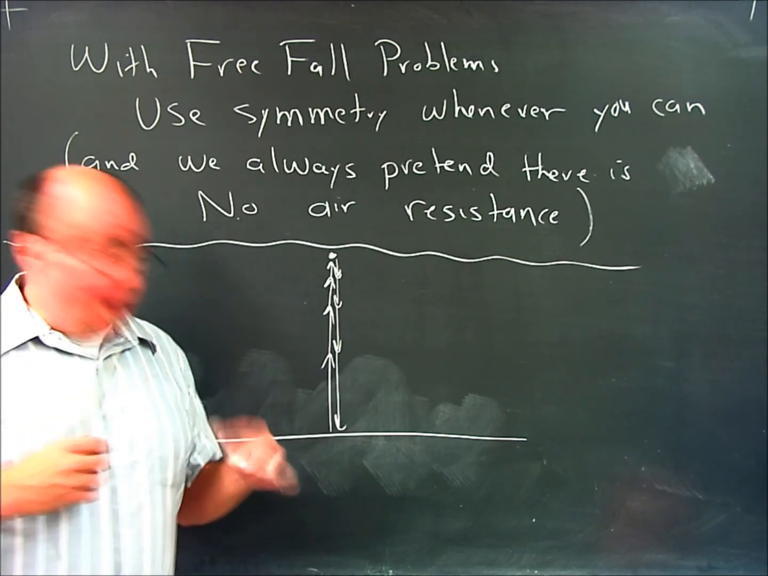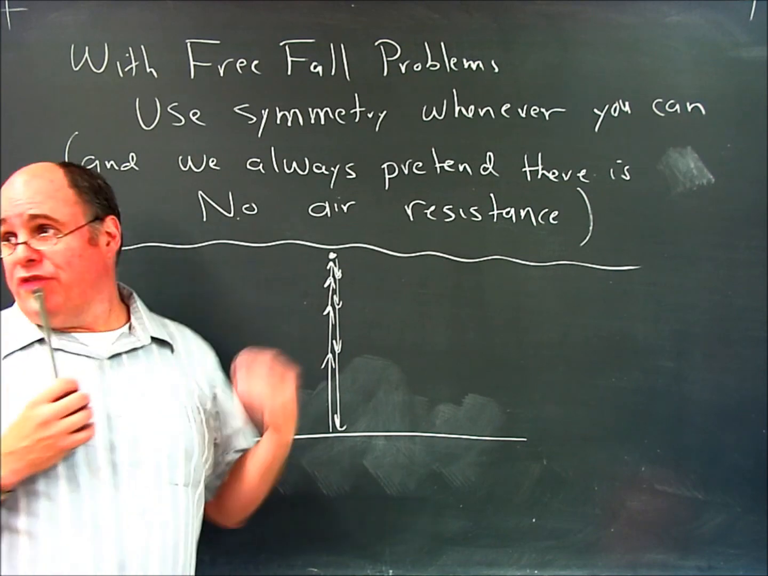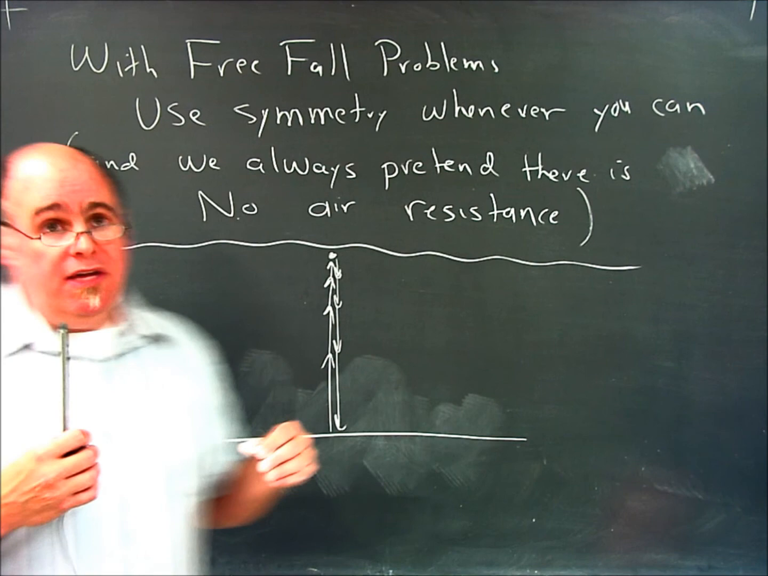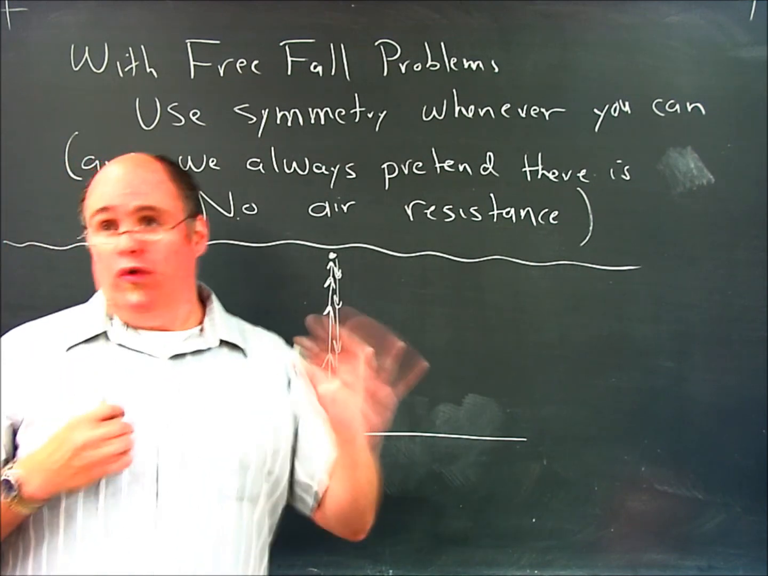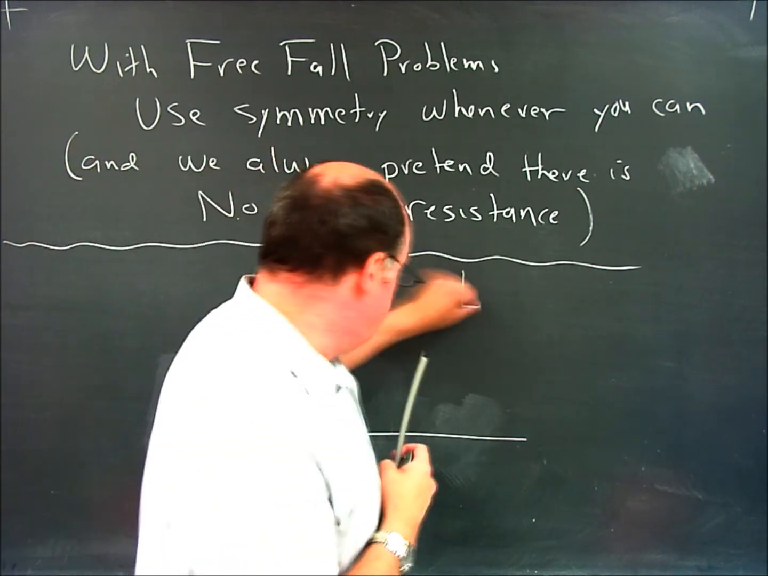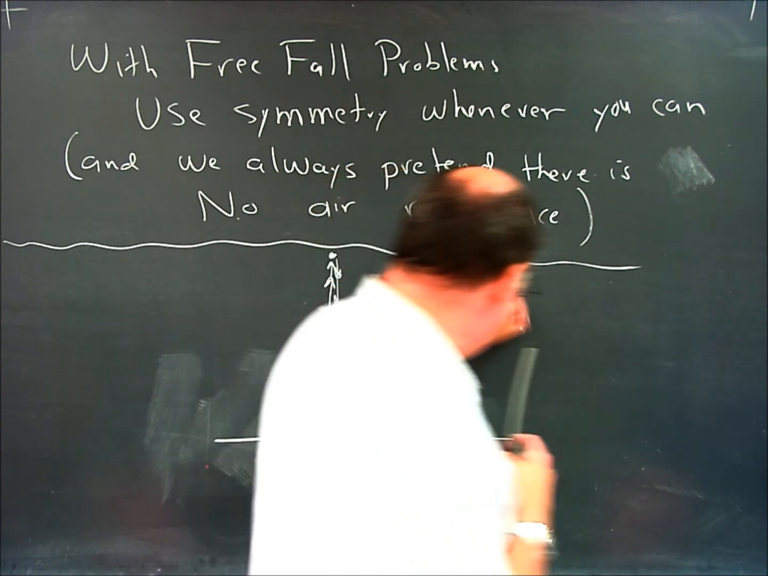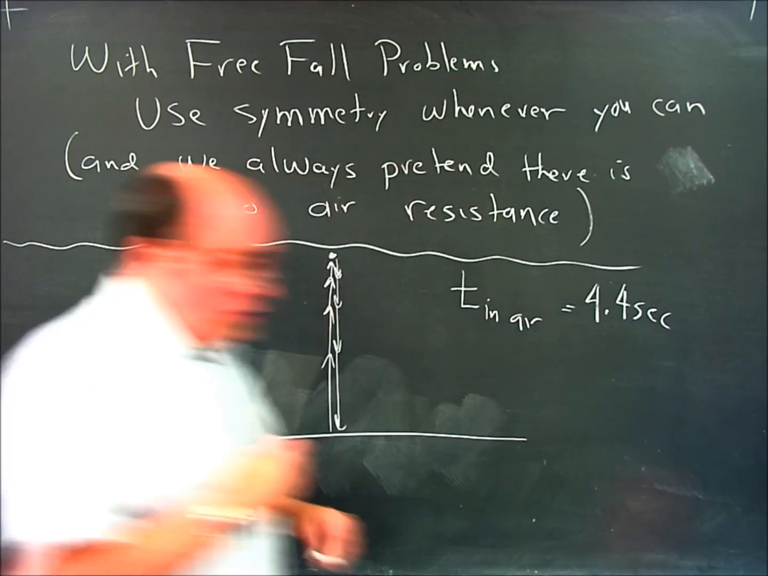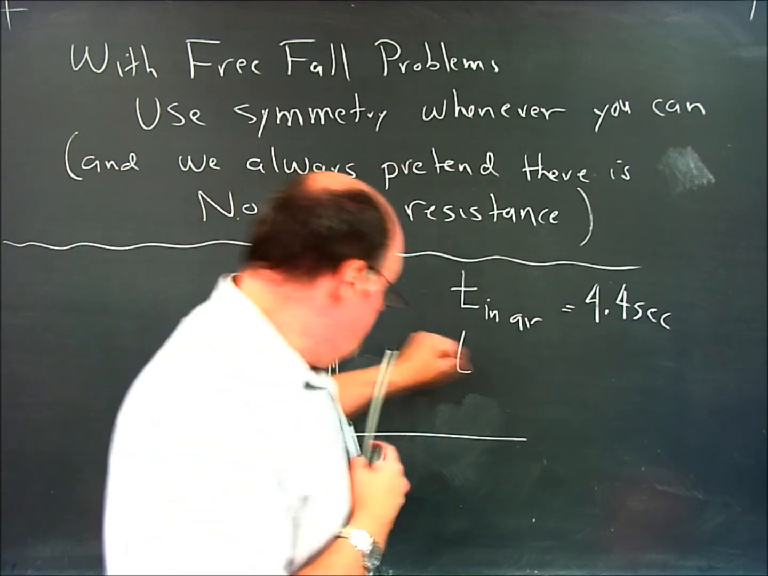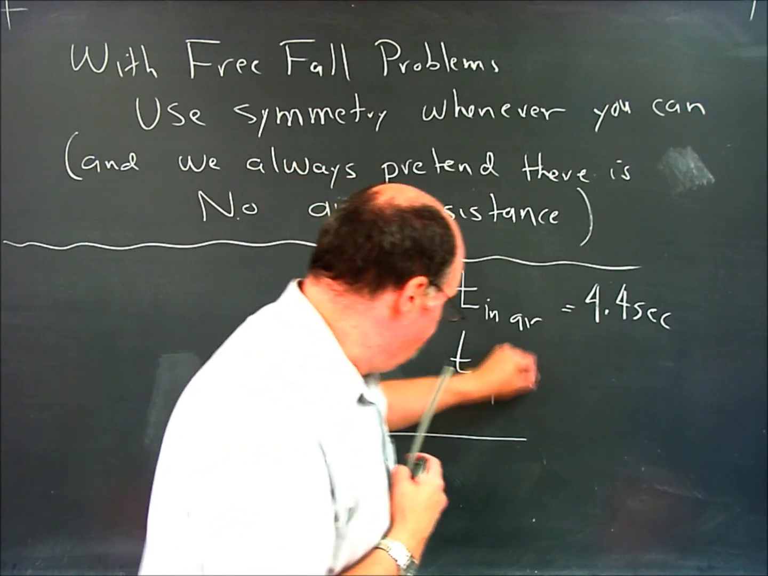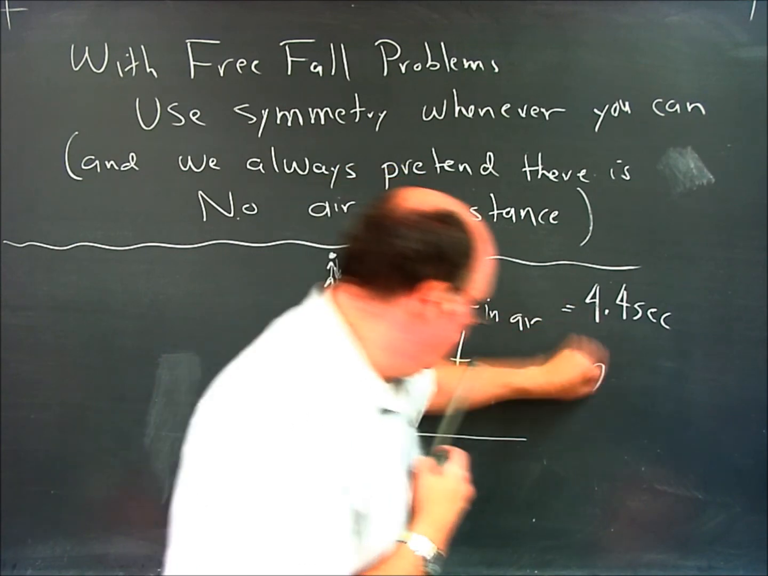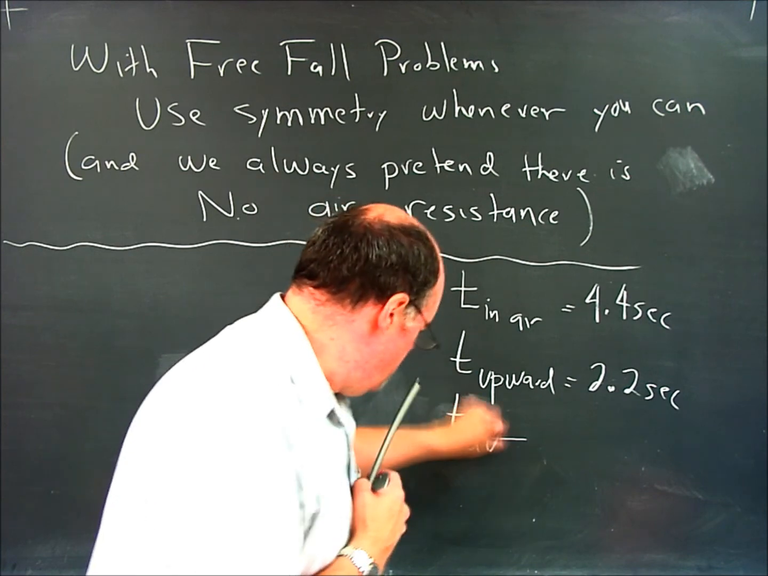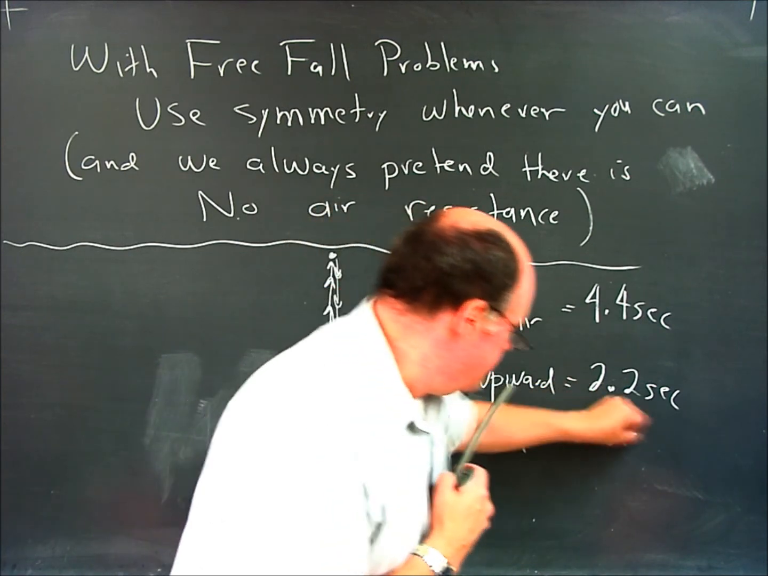So you see, if I threw the ball up and someone's going to throw this ball, it's going to be up in the air for, pick any number, 4.4 seconds. So the time in the air equals 4.4 seconds. Well then, the time that it was moving upward should be half of that time, 2.2 seconds. And the time it was moving down will also be 2.2 seconds.